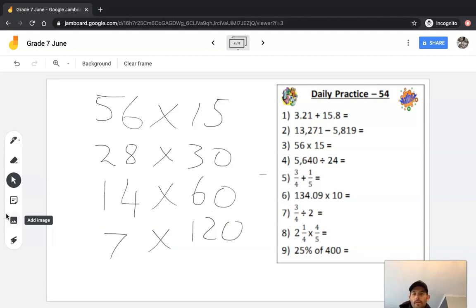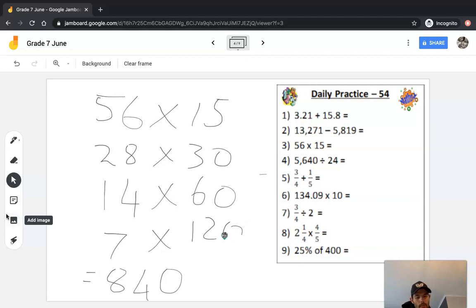And now I can't go any further because I don't want to halve 7 to get 3.5, because then I'm working with the decimal, which I'm trying to avoid. So now 7 times 120. You know that 7 times 12 is 84. Okay, but I need to include that 0. So your answer is 840. But let's check that with another method.